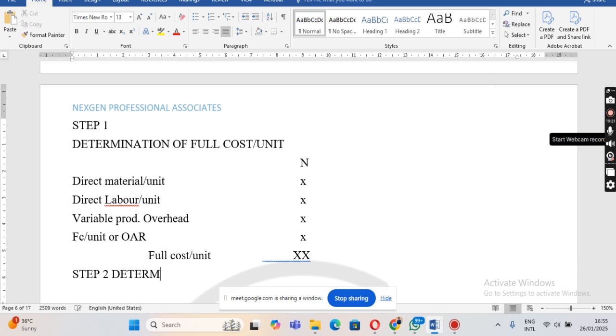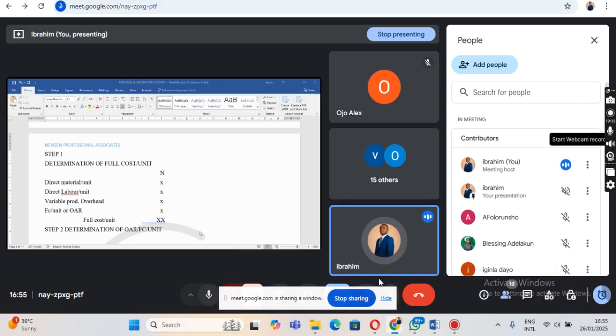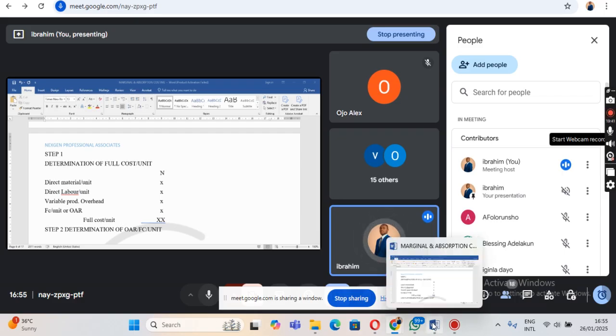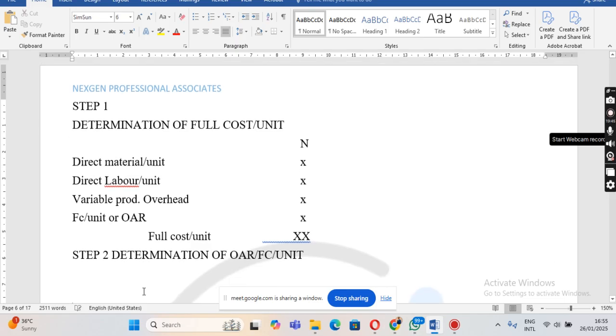Determination of OAR, or fixed cost per unit, right? Don't forget that another name for OAR, overhead absorption rate, or fixed cost per unit, is the predetermined rate, right? Now, if this is established, how will you determine it?